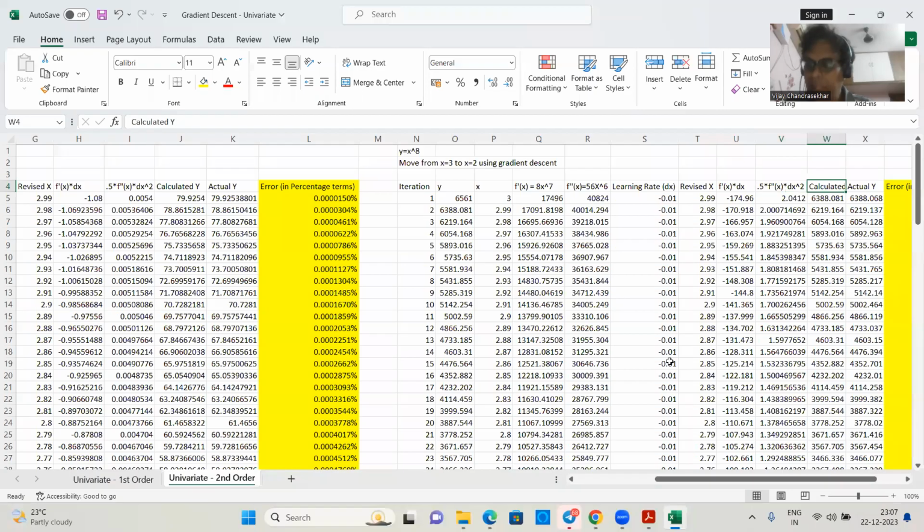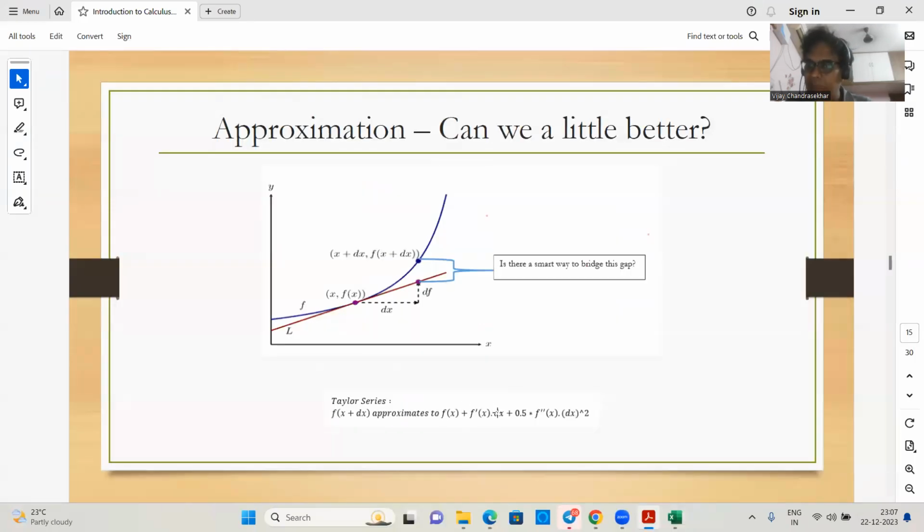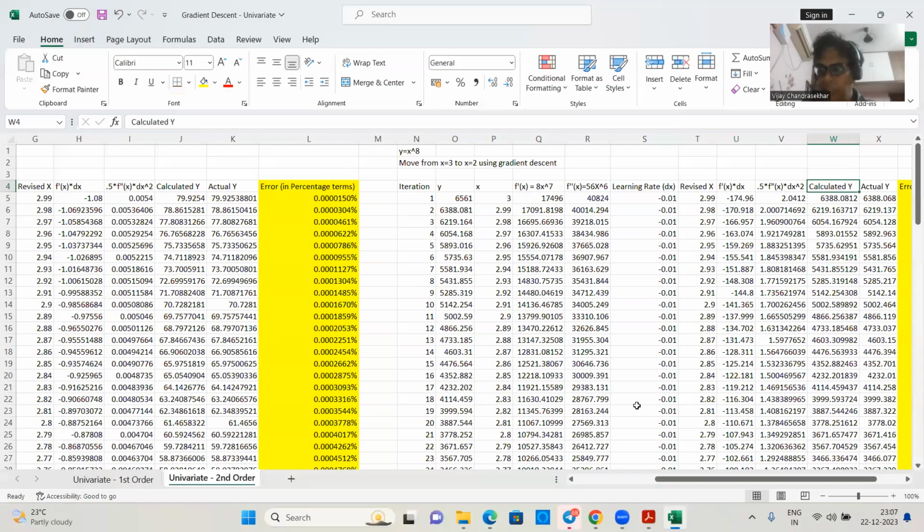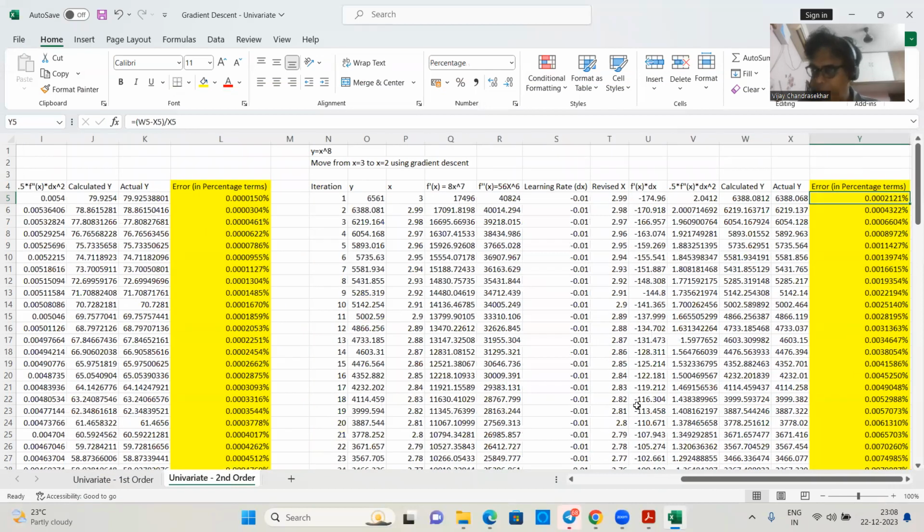Okay. What is the calculated value now? It's nothing but f of x plus f dash of x dx plus 0.5 multiplied by f double dash of x into dx squared. So this summation, I'm doing it here. All right. Three terms, actual, error. No difference as compared to what we did before. The only difference is I've added this term. Okay. Now let's look at what we have.